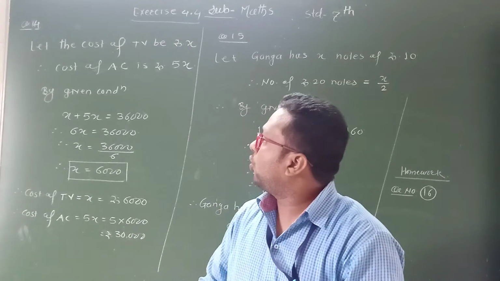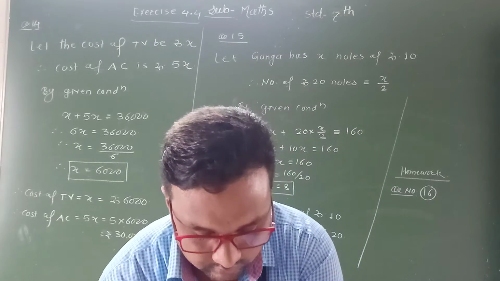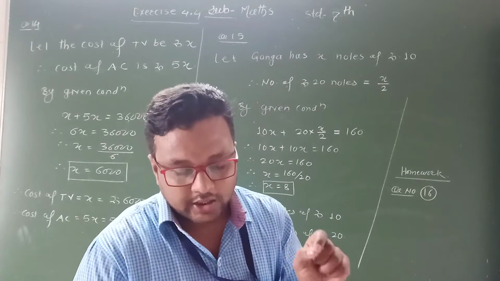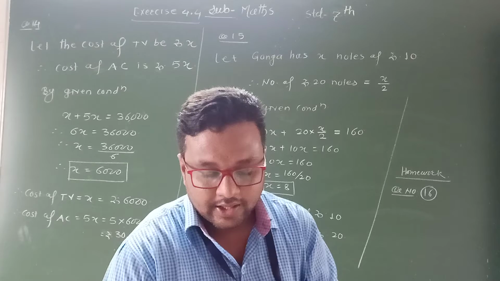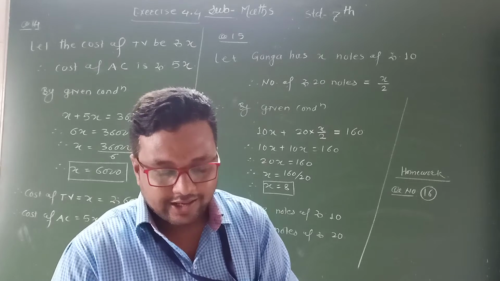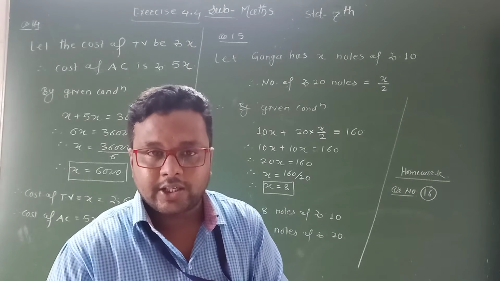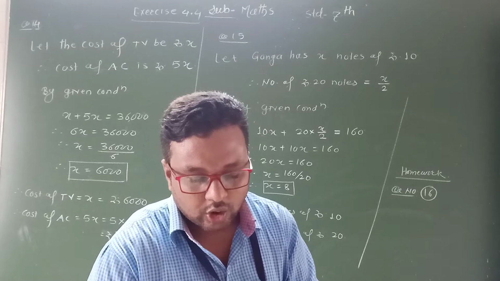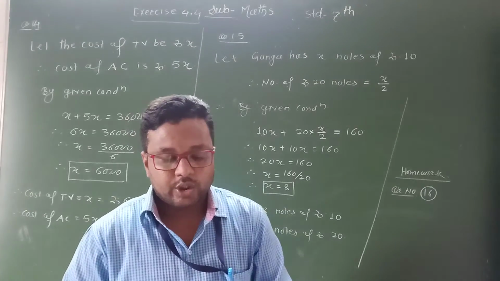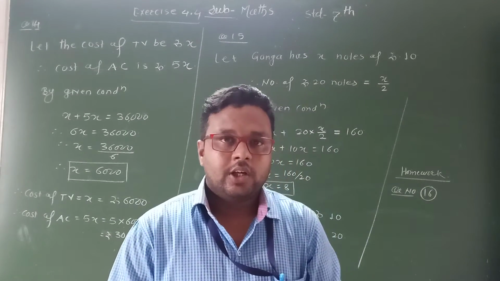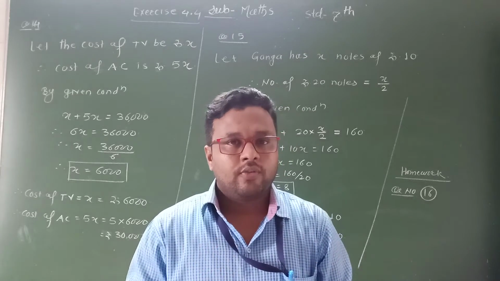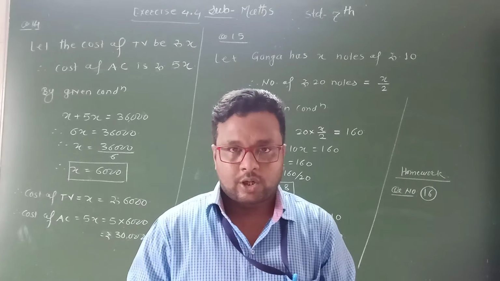Here I take question number 14. See, in your book question number 14 is given. Find the cost of an AC and a TV set, if the cost of an AC and TV together is given rupees 36,000 and the cost of AC is 5 times the cost of the TV. From this question we understand what we have to find out. Here we have to find the cost of the AC and the TV, and the total cost of AC and TV is given as 36,000.